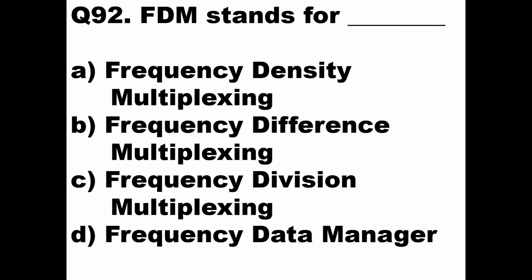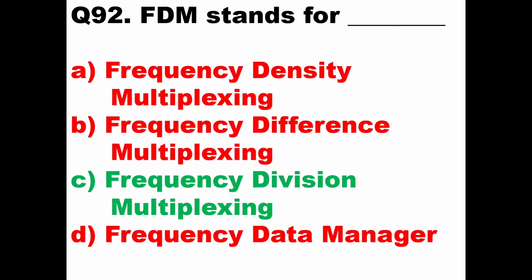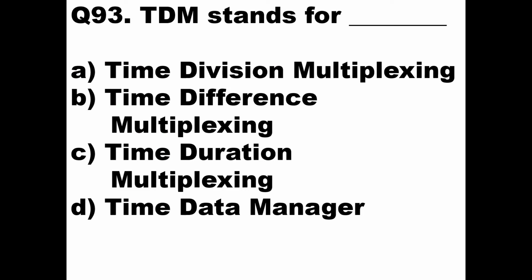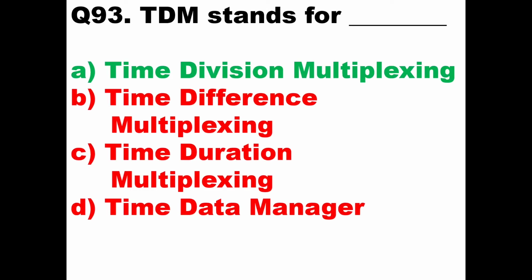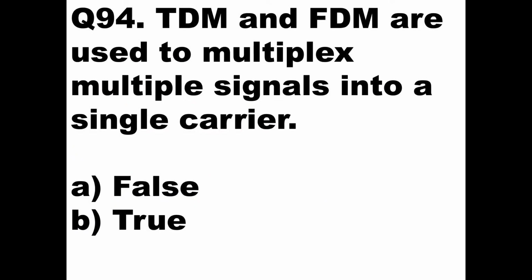FDM stands for, now it is very easy. FDM means frequency division multiplexing. So here the answer will be answer C, frequency division multiplexing. Now similarly, TDM stands for time division multiplexing. So here will be option A, time division multiplexing. So here you can see TDM means time division multiplexing. Then we'll go to question number 94.